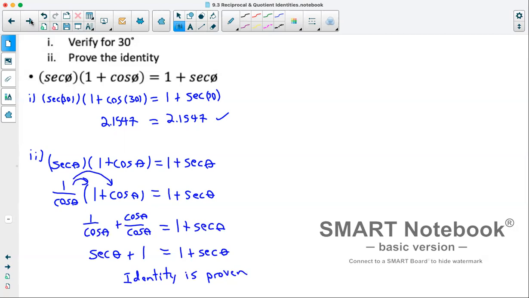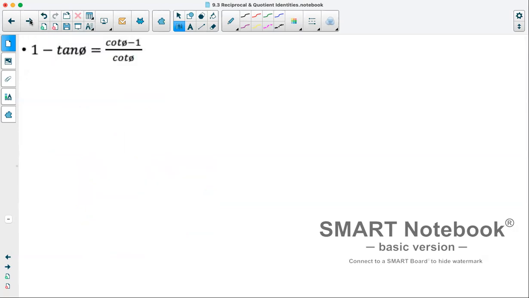Okay, so we'll do another example where we verify at 30 degrees and then prove. So we've got 1 minus tan theta equals cotangent theta minus 1 over cotangent theta. So part 1 was verifying. So we've got 1 minus tan of 30 equals cotangent of 30 minus 1 over cotangent of 30.